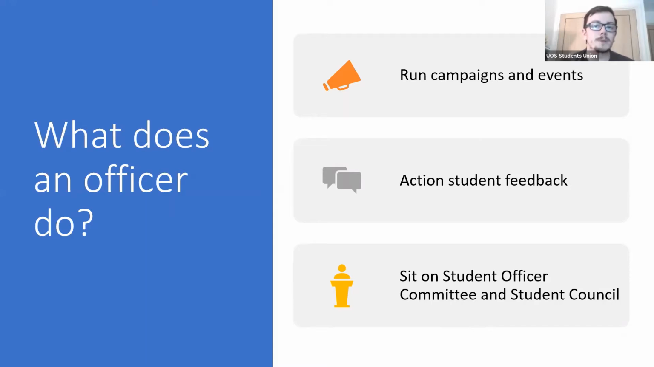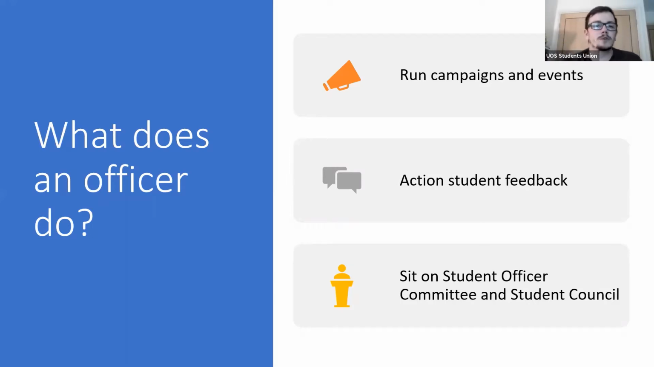The absolute core, I suppose, of any rep role is actioning student feedback. So if you're a school officer, you might get course reps coming to you with issues, and it's your role to help support them. If you're a campus officer, any student that's a UOS student on your campus might come to you with issues about facilities, about teaching, about anything really.